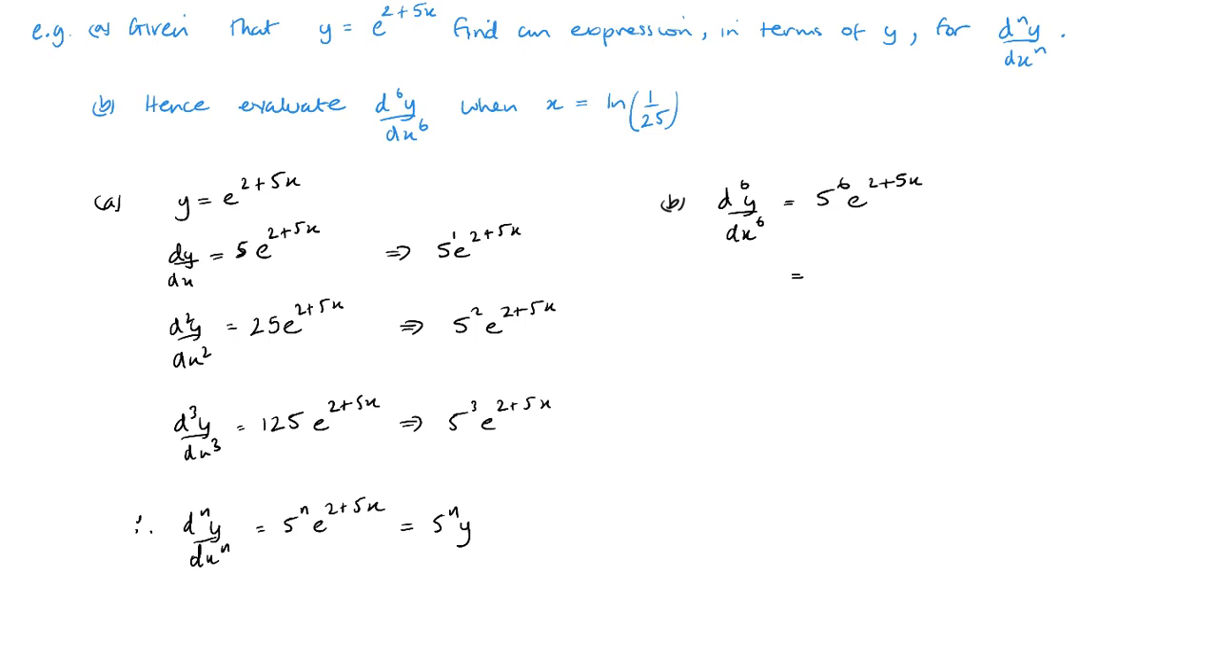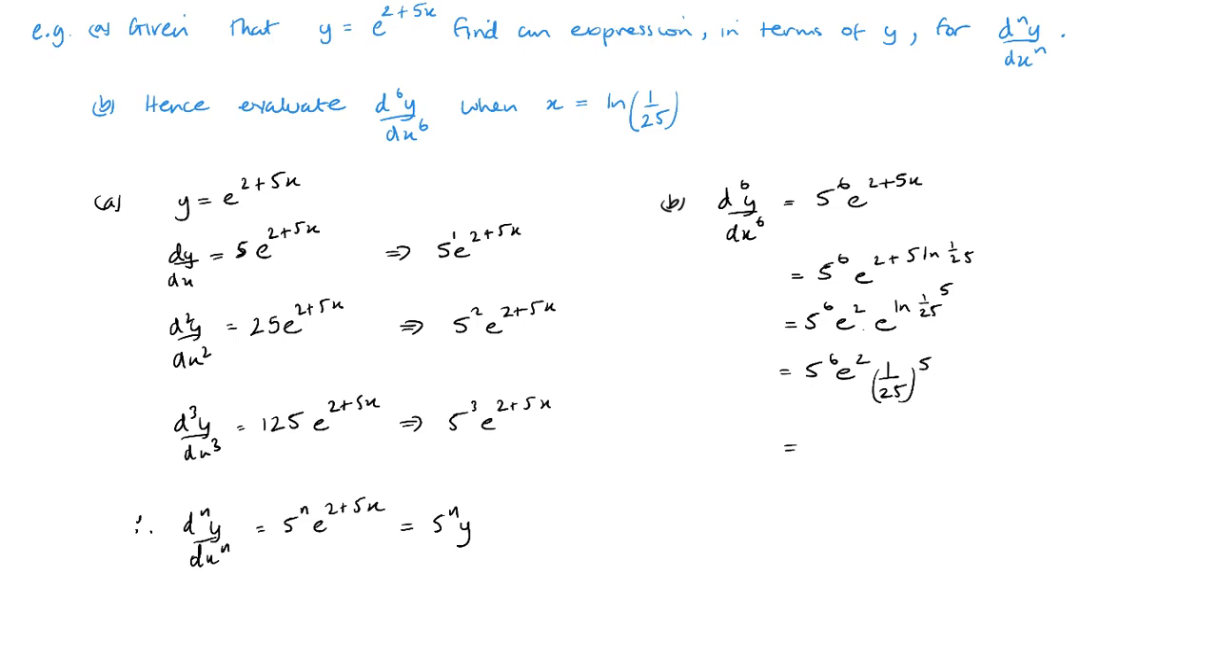Now when x is ln 1 over 25, we get 5 to the power 6 e to the 2 plus 5 ln 1 over 25. So this is 5 to the power 6 e squared times e to the ln 1 over 25 to the power 5, which is 5 to the power 6 e squared times 1 over 25 to the power 5.